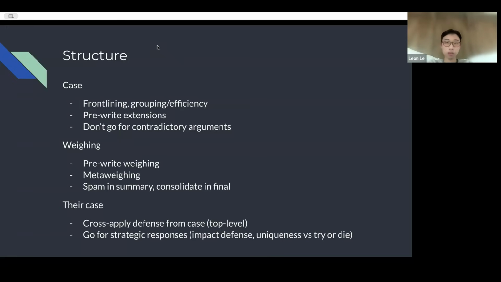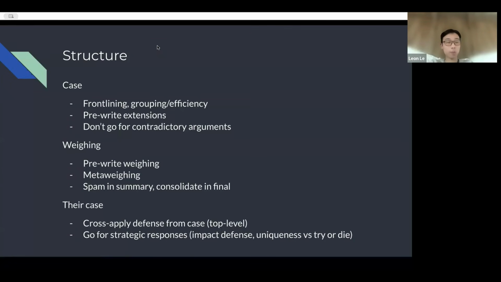I guess the second part that I'll talk about is weighing. The first and most important thing is that you should pre-write weighing. For example, if you say try or die, you're going to be saying the same thing every single debate. There's no reason why you shouldn't be writing it down. You should just be like, first, it's try or die: extinction's inevitable in the status quo, so the only risk to solvency is the affirmative.